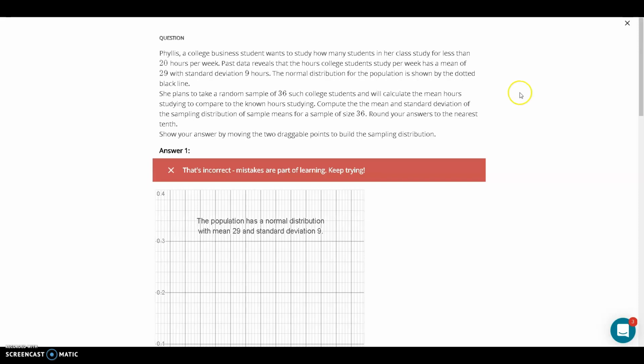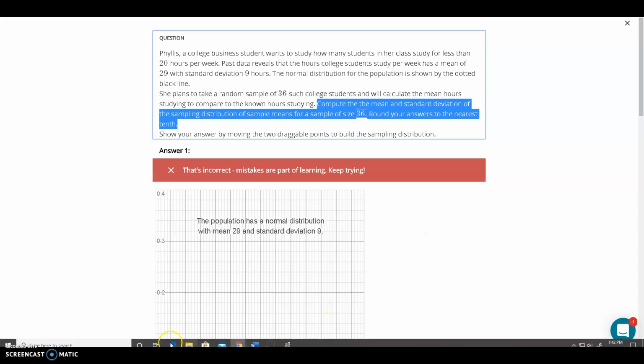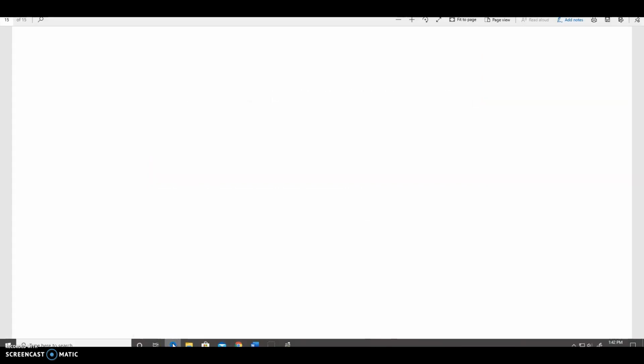And then the actual question part of this one is: compute the mean and the standard deviation of the sampling distribution of the sample means for a sample size of 36. Round your answer to the nearest tenth. Okay, so here's some things that we know.